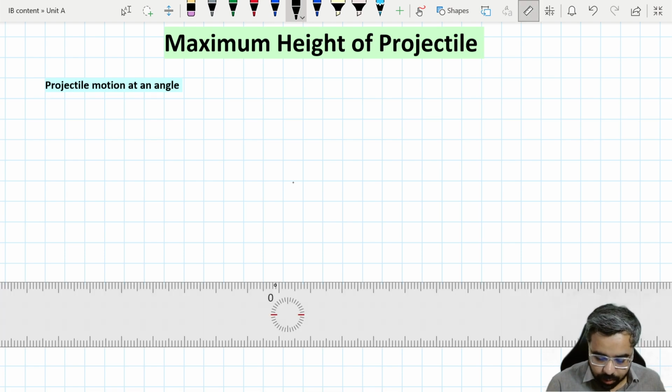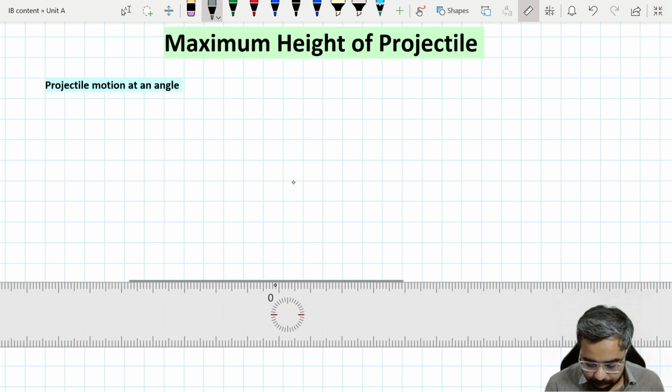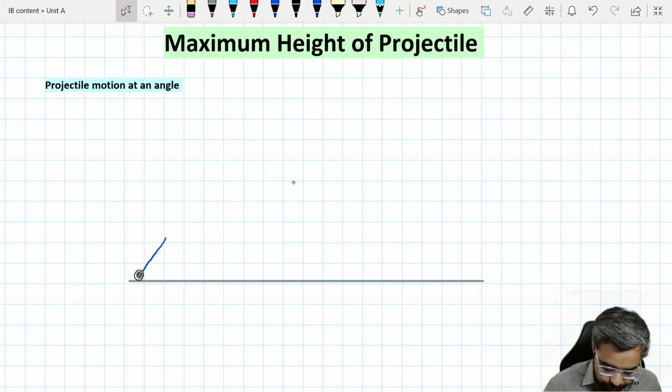So let us assume that this is the ground from where we are hitting an object, let's say a football or a ball, at some angle theta. This is the direction of its initial velocity, u, at an angle theta with the horizontal. So what will be the trajectory? It will be parabolic, two-dimensional motion.